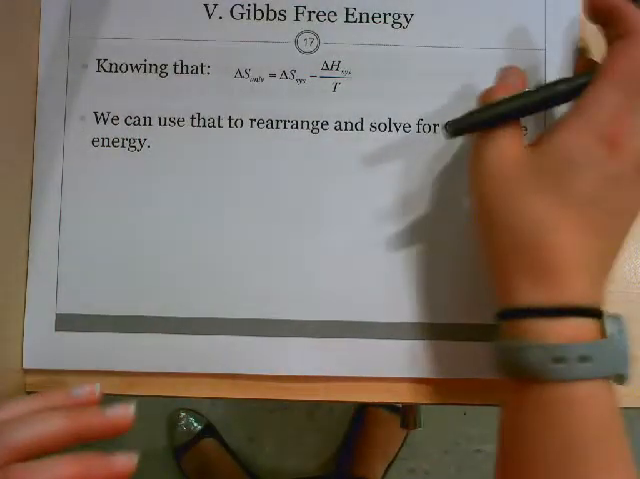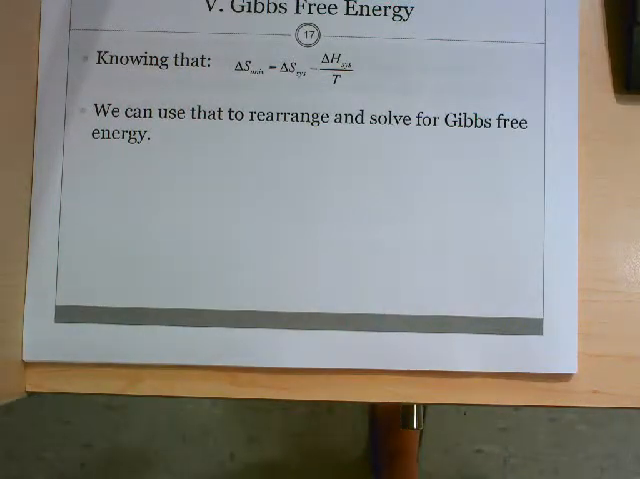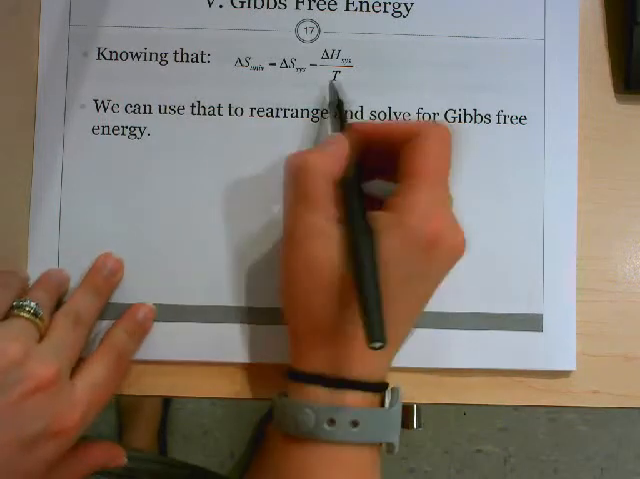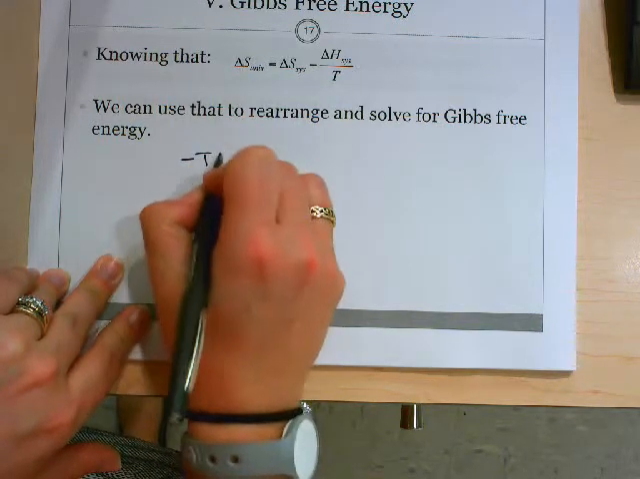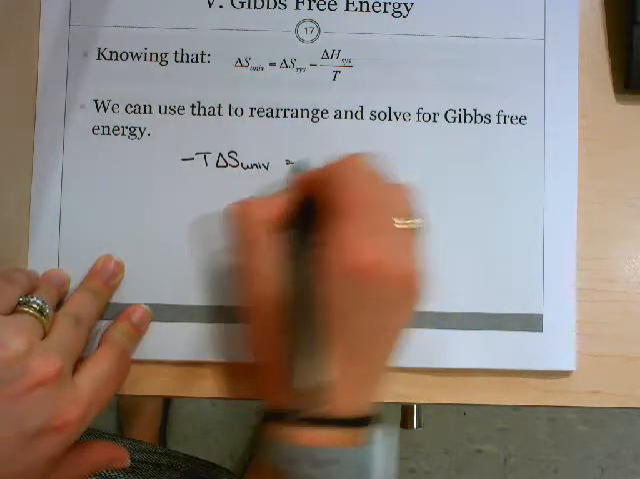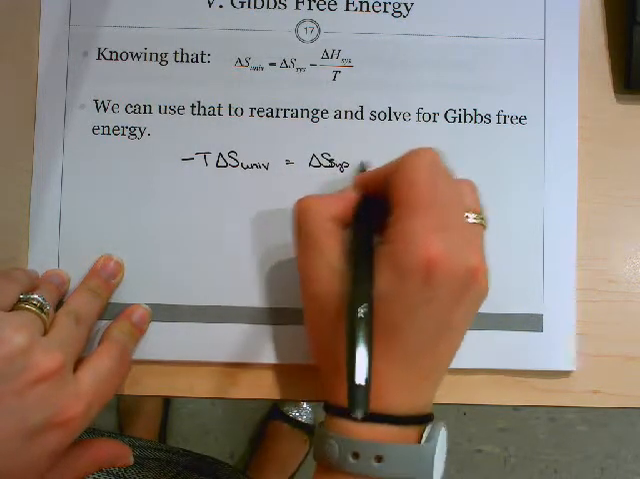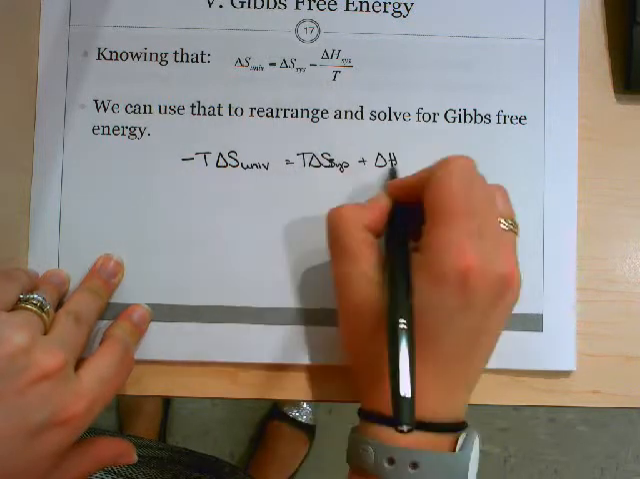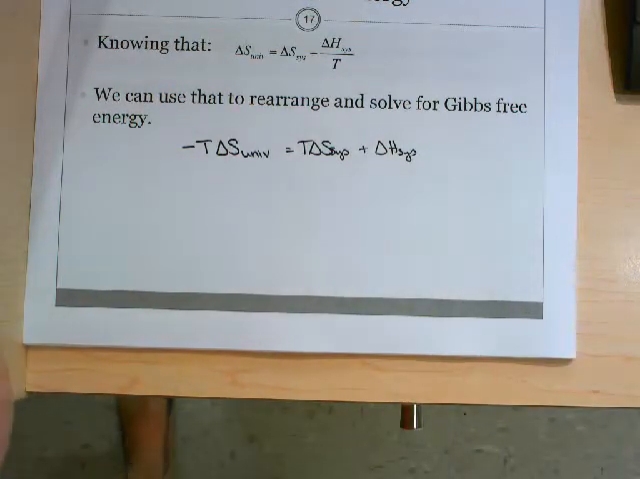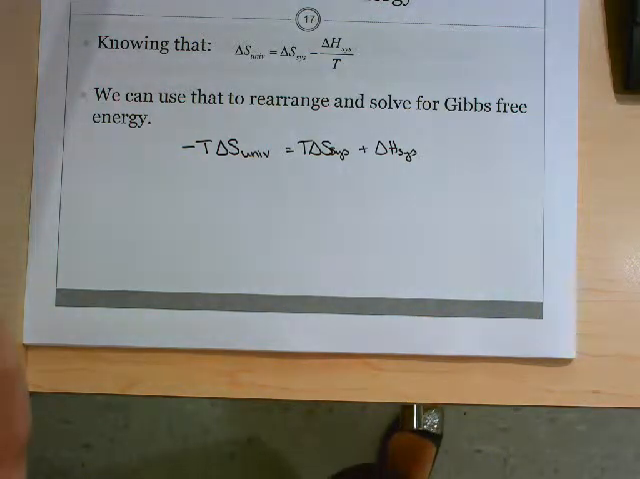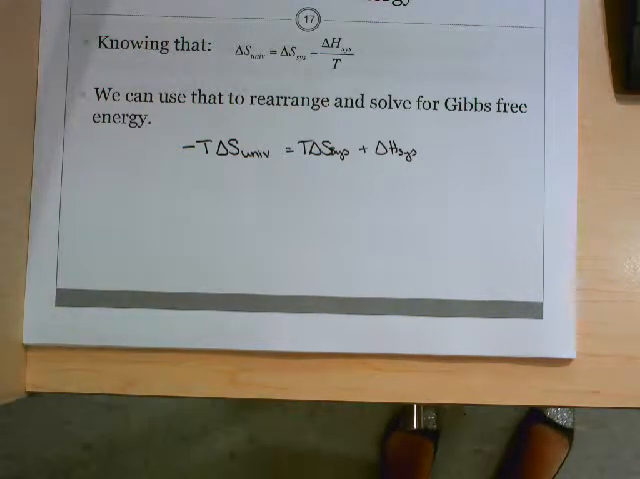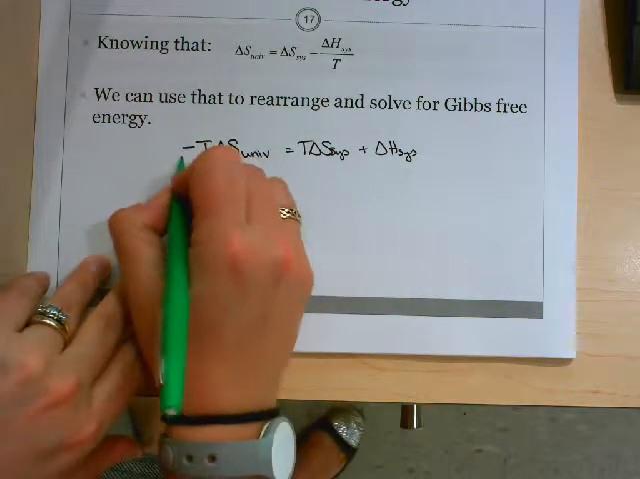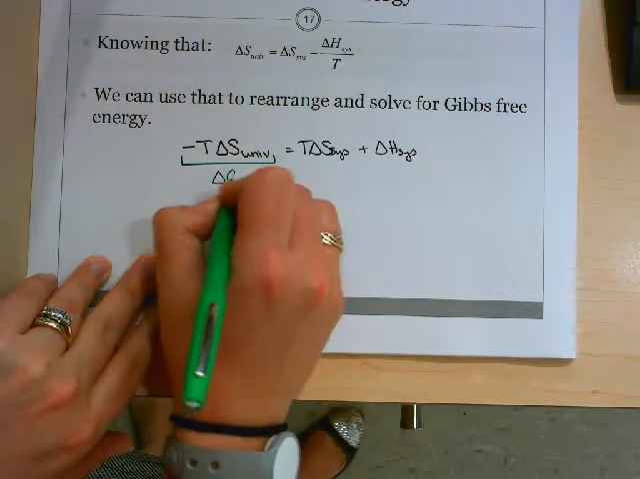So we rearrange it into a more user-friendly version of the reaction, where I take this delta T, because no one likes fractions, and multiply everything through by delta T. And I have everything in terms of the system on this side, and how the universe is affected by temperature on that side. This right here is known as delta G.